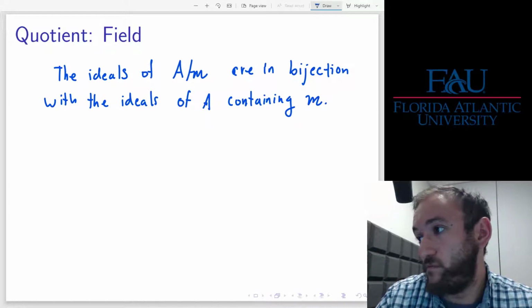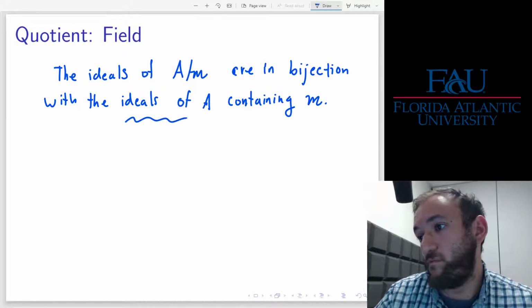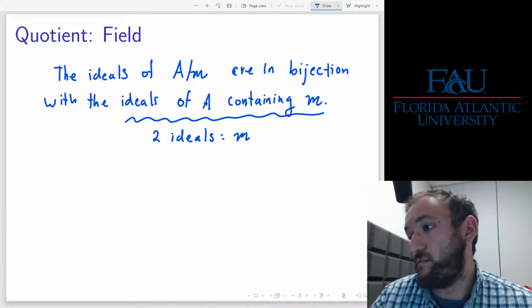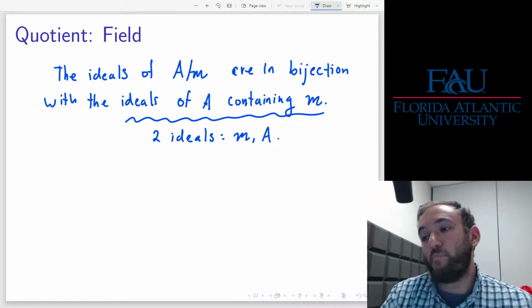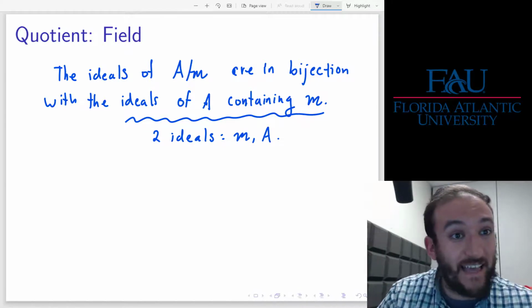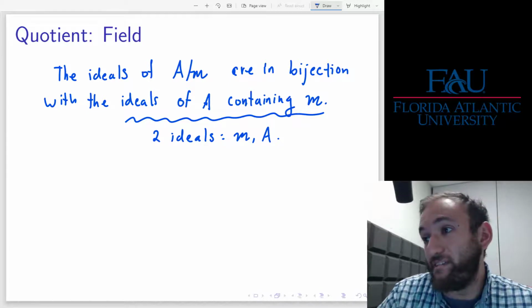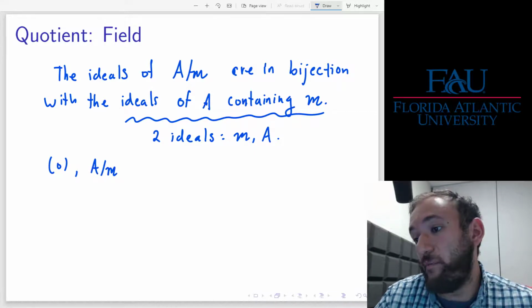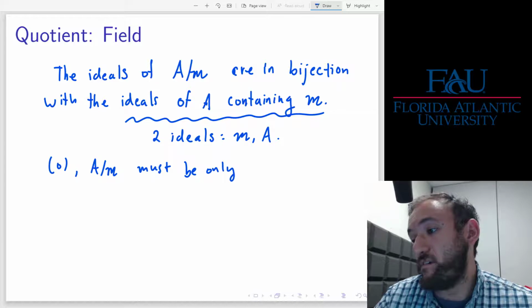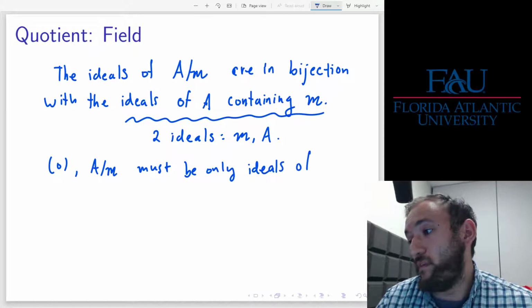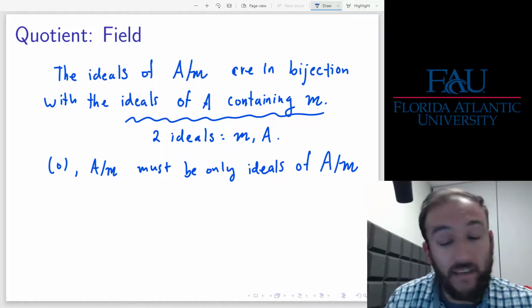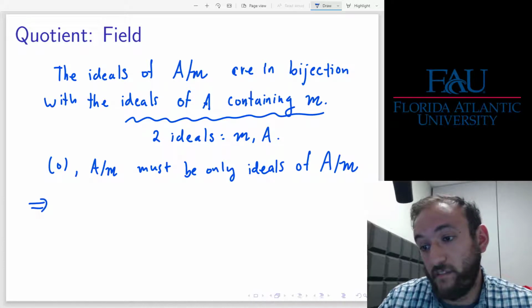Two ideals, M and A. But the first ring has to have at least two ideals, so it must have exactly two ideals, namely the 0 ideal and the whole ring, as the only ideals of A mod M. And if those are the only ideals, we've shown already that A mod M must be a field.